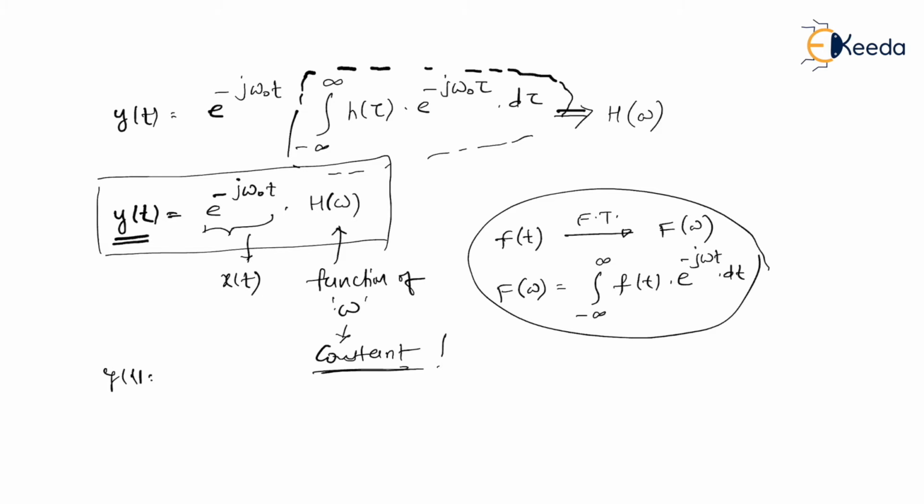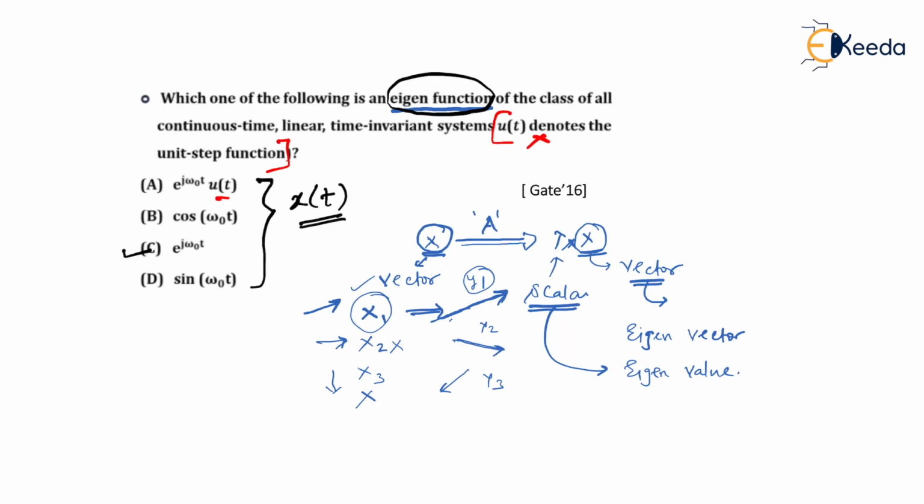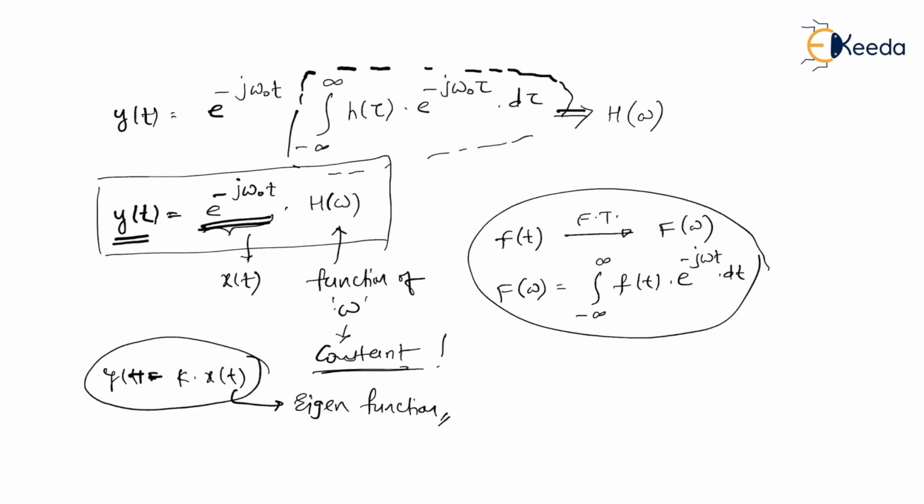So I would say y of t is a constant times e to the power j omega t, which is x of t itself. So I know that when y of t is simply constant k times x of t for input x of t, then x of t becomes what? Eigenfunction. Therefore, I can say that e to the power j omega t is the eigenfunction. So option C is the correct option. When we took this out, it was positive only. So this is positive. This is also positive, right? So e to the power j omega t is one of the x of t which can be treated as the eigenfunction. If you try rest of the options, you will not get in this format.